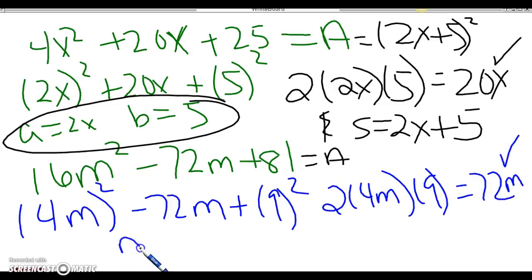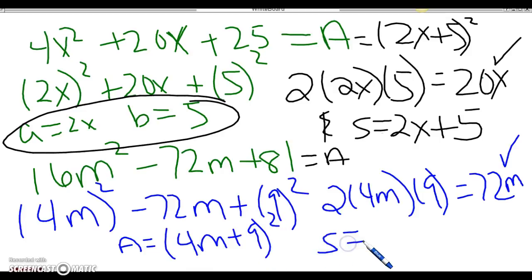So that means that my area, another way of writing this would be 4m plus 9 squared. And one side would be 4m plus 9. I hope this helps.